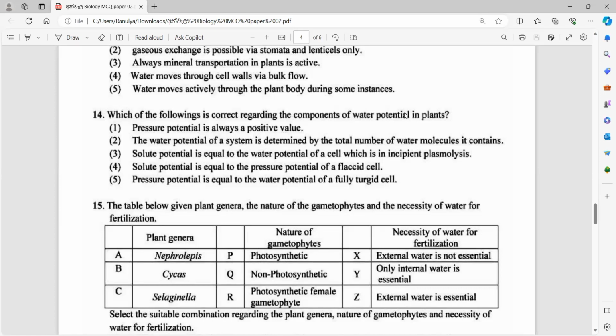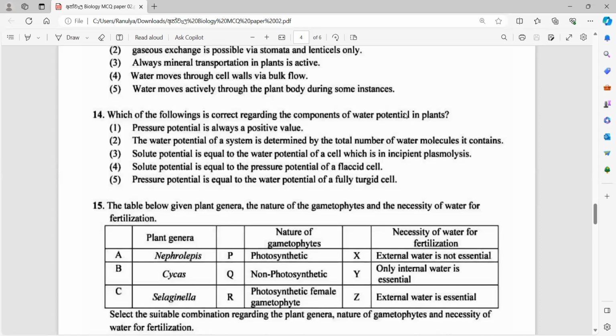Solute potential is equal to the water potential of a cell which is in incipient plasmolysis. That is correct. Solute potential is equal to the pressure potential of a flaccid cell. That is incorrect, right? In a flaccid cell, pressure potential is zero. So solute potential is equal to water potential. Pressure potential is equal to the water potential of a fully turgid cell. In a fully turgid cell, water potential is zero. So psi P, pressure potential, is equal to psi S, solute potential. So for the 14th question, the answer should be the third answer.